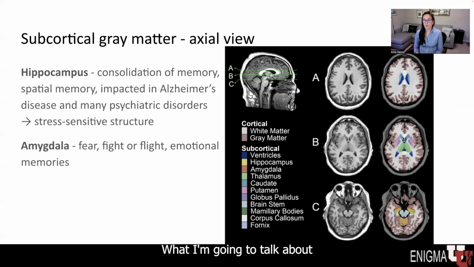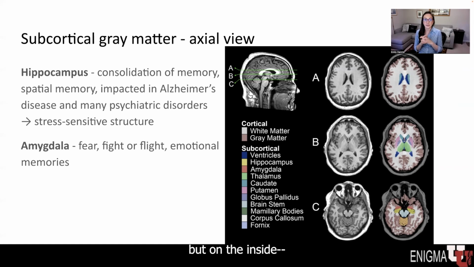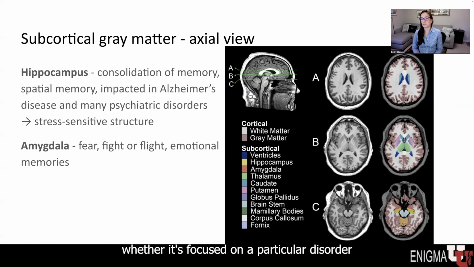What I'm going to talk about now are subcortical gray matter structures. So these are gray matter structures, which we generally think of as being on the outside, but these are on the inside. And there are a few of these that are important that come up a lot across all research, whether it's focused on a particular disorder or focused on a particular function. They serve a lot of different functions.